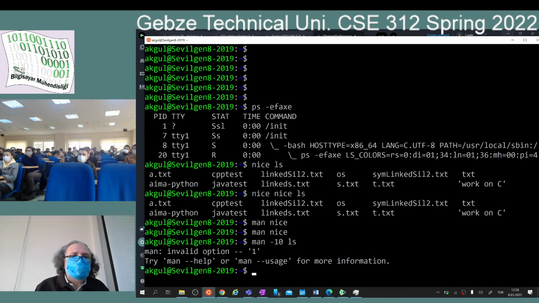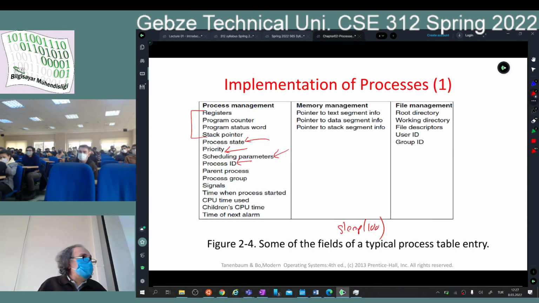Well, I couldn't find it. So you can specify it, but it will ask you the root password. You cannot increase your priority by yourself, but you can decrease. If you like to be nice, then just be nice. So sometimes you can change your priority, but most of the time it is the task of the operating system. I guess I am out of time.